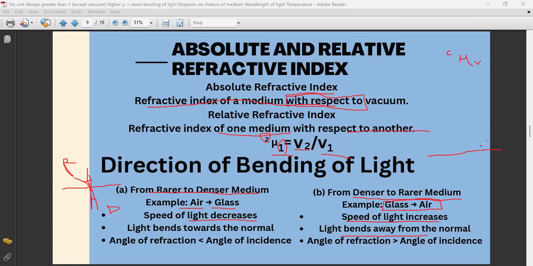Again, let me just draw it simply. This is the surface, this is the normal, and when the light ray is moving from there, it will move away from the normal.